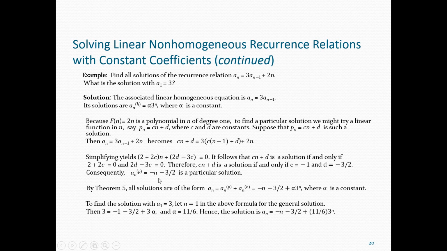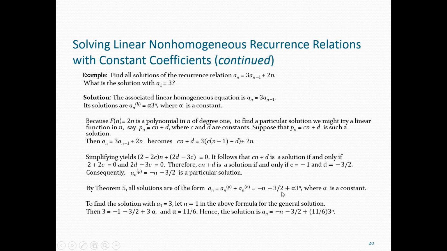So minus n minus 3 by 2. So our a_n^(p), that is our particular solution, is minus n minus 3 by 2. Now the general solution is a_n^(p) plus a_n^(h). Okay, so we just plug these values into this.